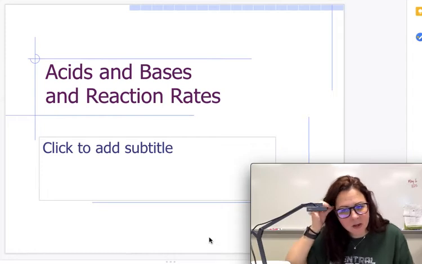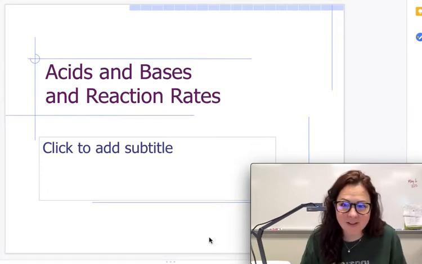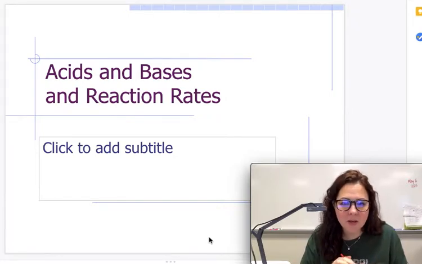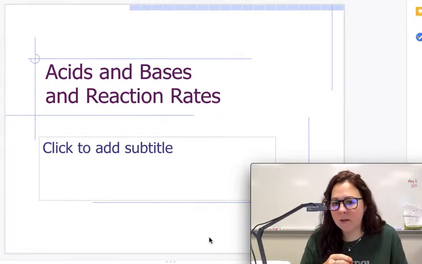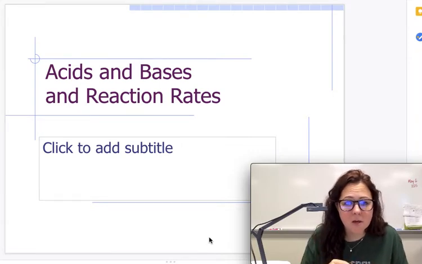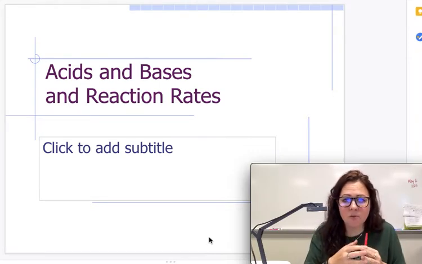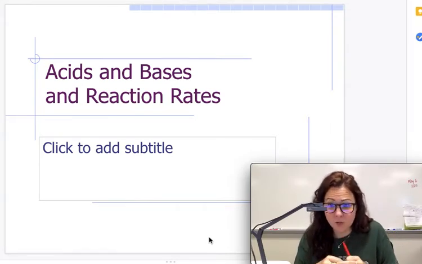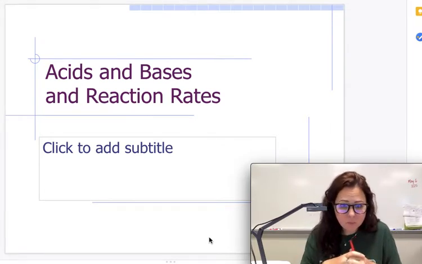Another unit in our pre-AP chemistry adventure here. And this unit is actually 2 units in one. We are kind of running out of time at the end of the school year, so there's actually 3 units that we should have done, but we took 2 of them and condensed them together. So we're going to look at acids and bases in this unit, and then we're also going to look at reaction rates at the very end.